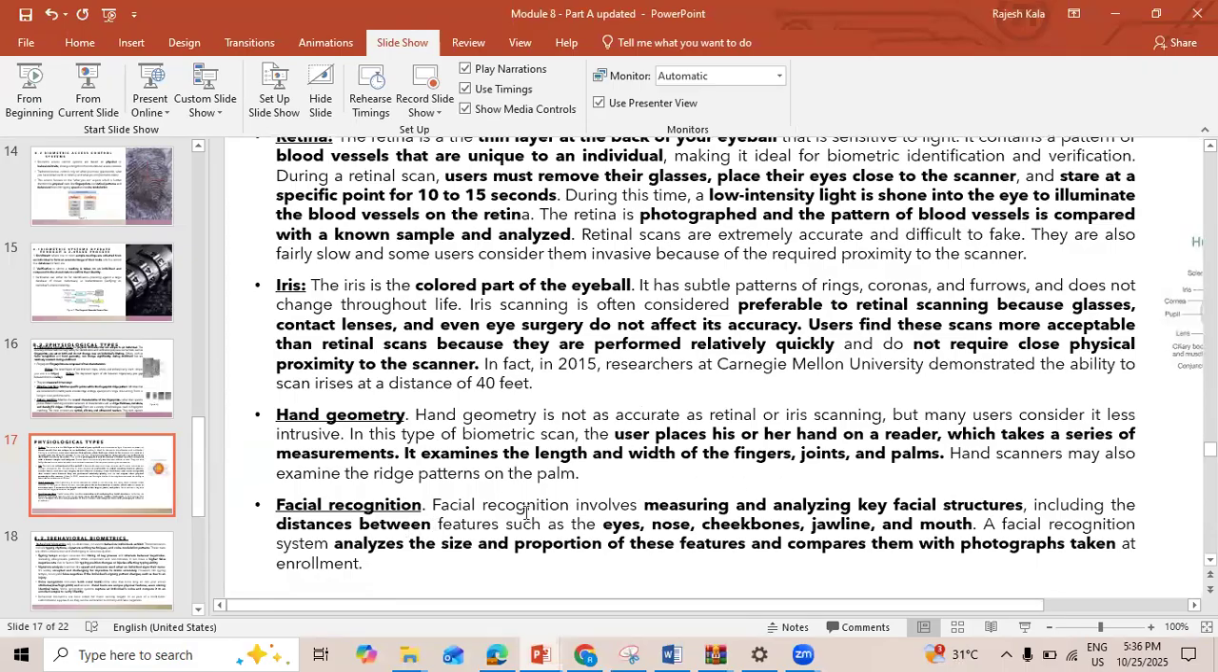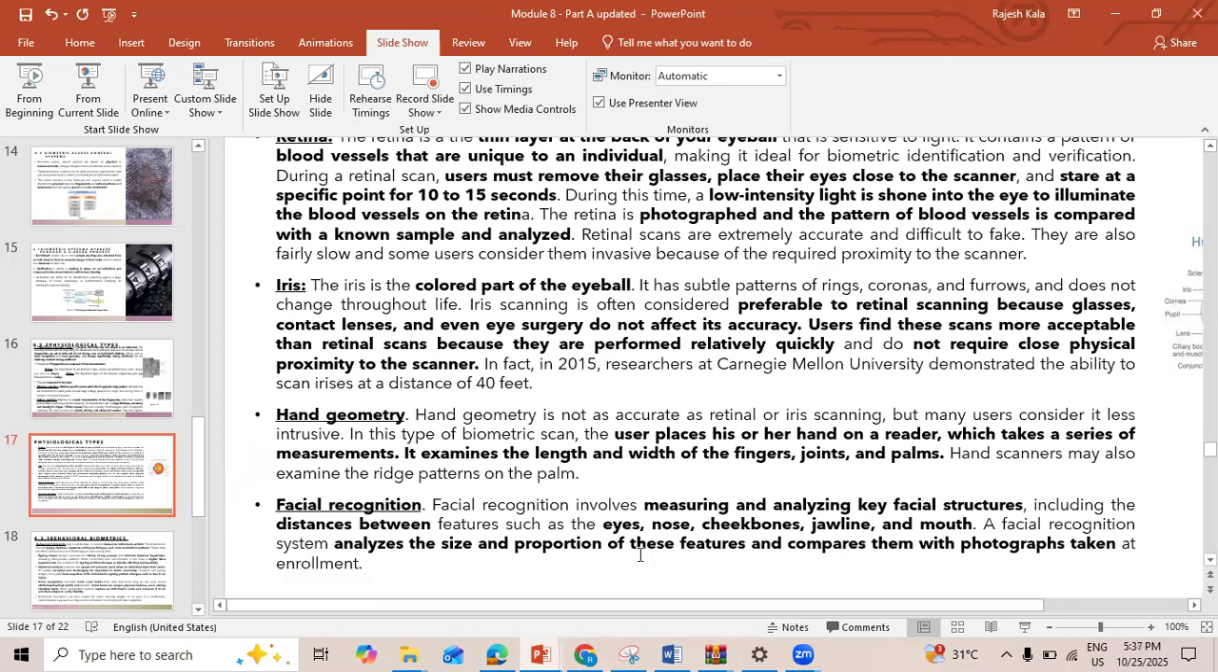Facial recognition: they will scan your face and store it in the database. Next time when you scan, they will verify that the face matches the one stored in the database, and you're allowed. What will they scan? The distance between the eyes, nose, cheekbones, jawline, and mouth.